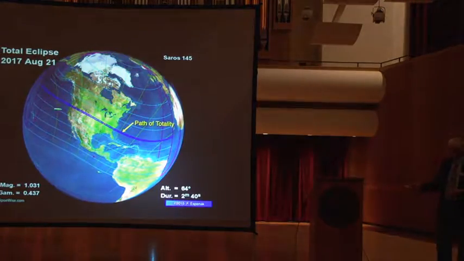The path, as you can see, begins out in the Pacific Ocean, across the U.S., and ends in the Atlantic Ocean. No other nation is in this path. That's why we call it the Great American Eclipse. It's ours.